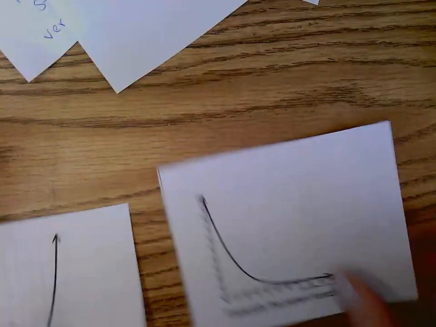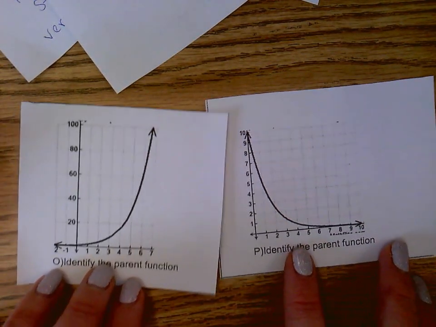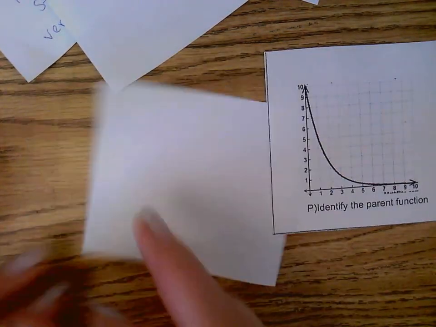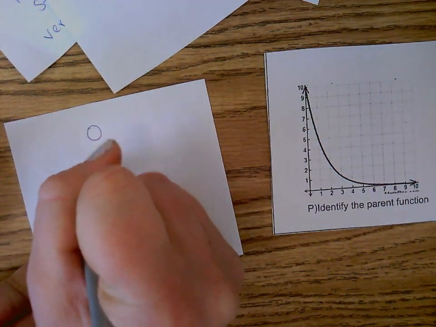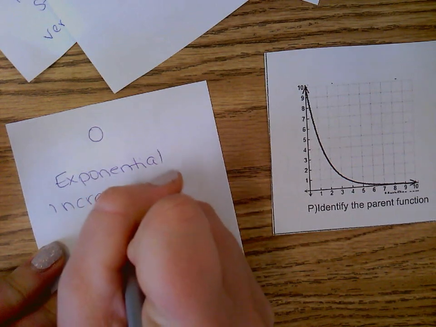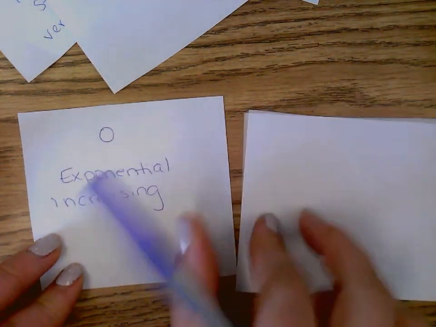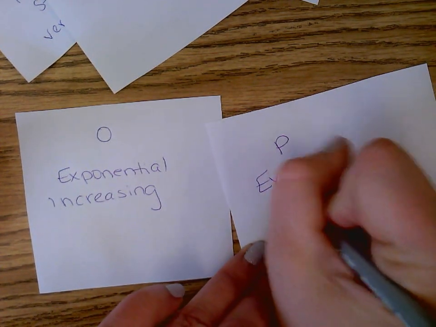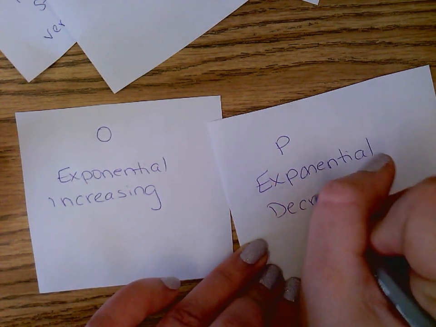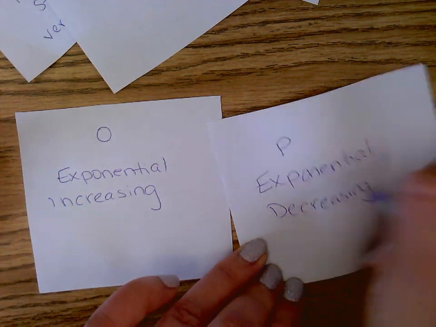O and P are the same parent function, just with a different adjective. O is what kind of exponential? Increasing, and P is exponential decreasing. So O, exponential increasing, and P, exponential, or abbreviate. If you don't want to write out the whole word, these are your flashcards just to help you study them.